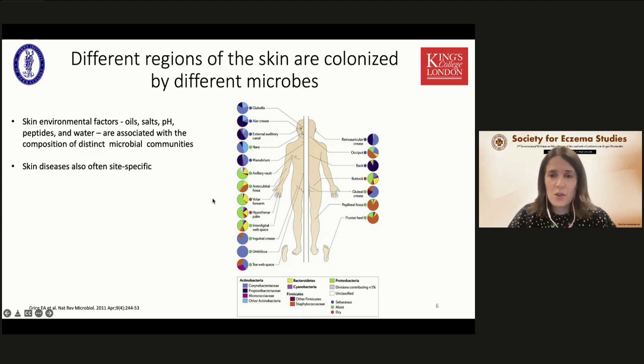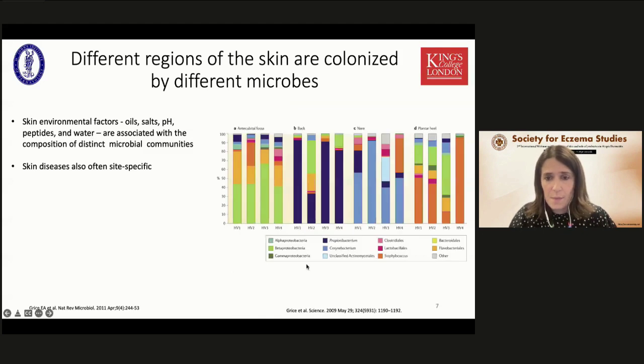And as you know, the common skin diseases like psoriasis and atopic dermatitis and acne are also all very site-specific. And this is part of the reason why it's been suggested that the microbiome may play a role in the pathogenesis of these diseases, because it also is very site-specific. And this study just confirmed that by showing that different skin sites show differences in the skin microbiome that are greater than differences between different individuals.